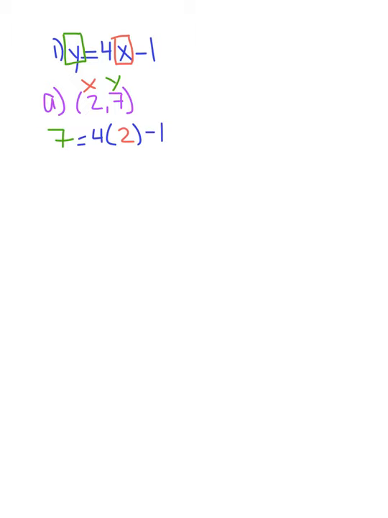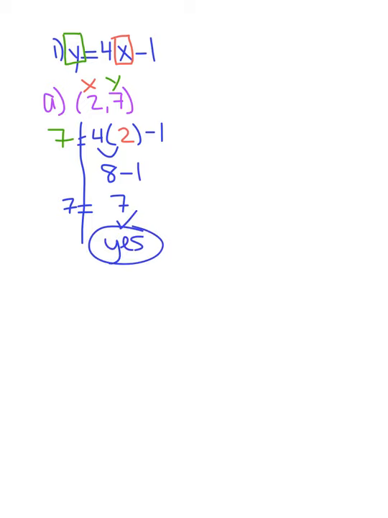All right, so now I have a problem on the right-hand side. We have math we have to do. This should look a lot like when we were checking our answers for solving equations. 4 times 2 is 8. Order of operations, we do the multiply first. 8 minus 1 is 7. 7 equals 7 is a true statement. That means the answer is yes. This is a solution. So 2, 7 is a solution. It is a point on the line for y equals 4x minus 1.